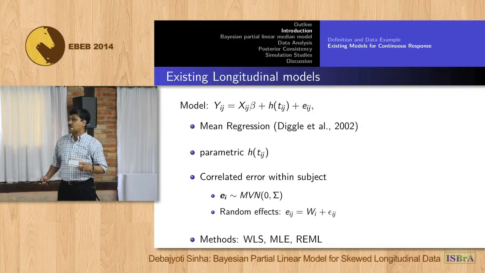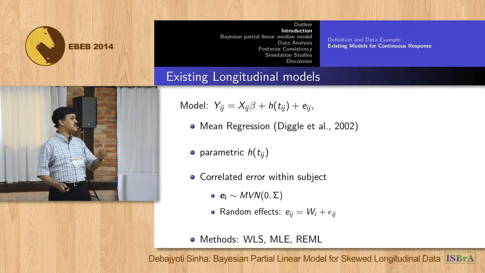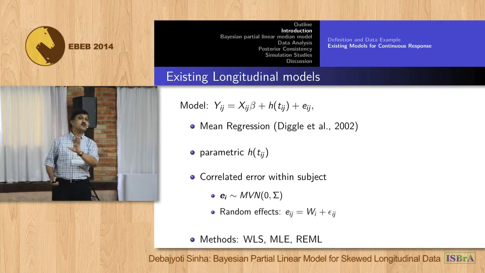So because you want to look at the effect of the covariance, here, this is the random error, this is the random effect, you sort of have to integrate these things out. Once you integrate it out, the interpretation may be difficult, unless you have very strong assumptions on the distribution of WI. Okay.